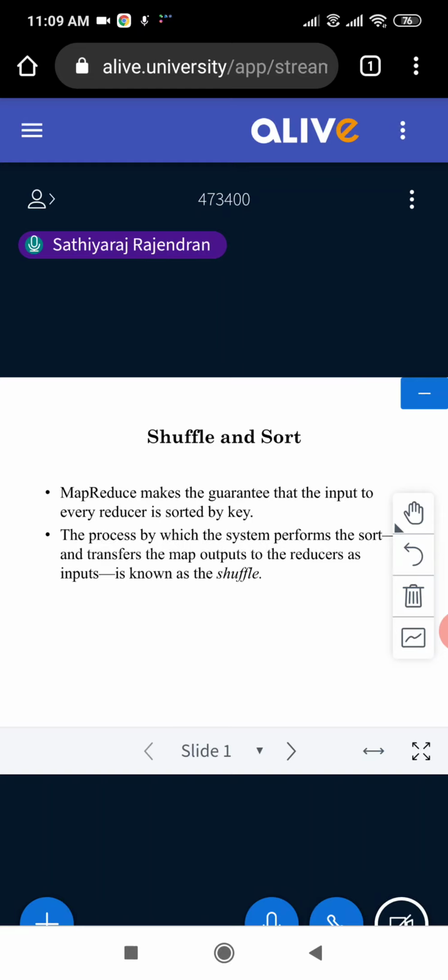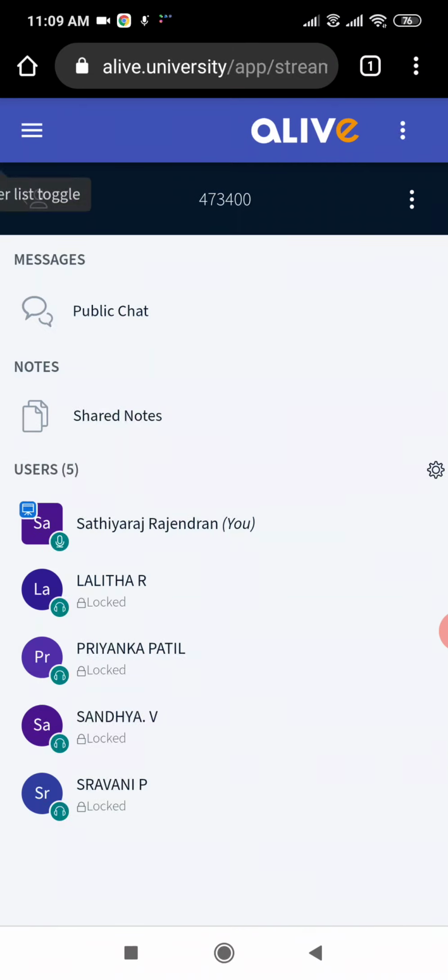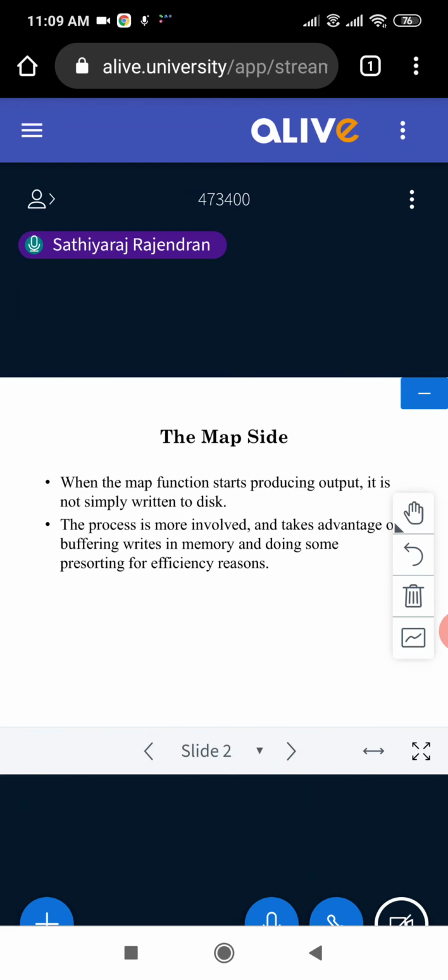It is something like when you play cards, you shuffle your cards, and at last one person wins the match. It is something like that, shuffle. And here we talk about two major things: one is the map side, the other is the reduce side. So what happens in the map side and what happens in the reduce side? Those are the two most important things.